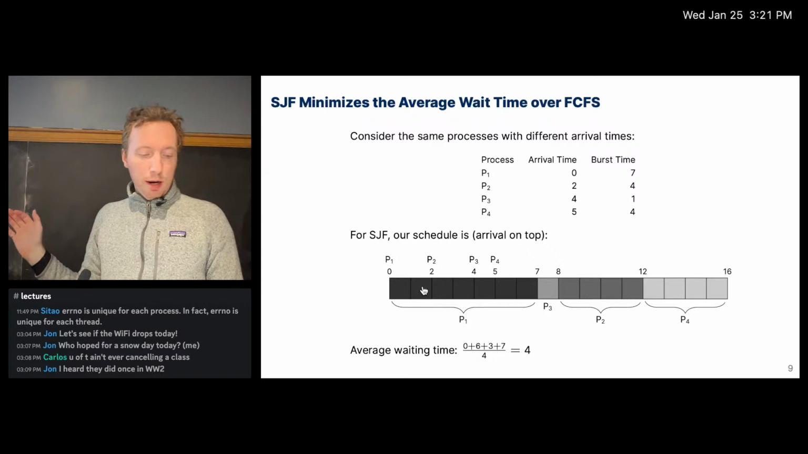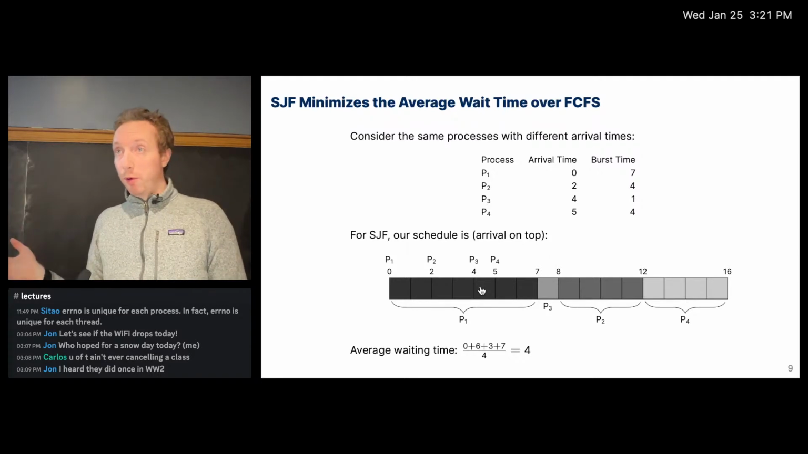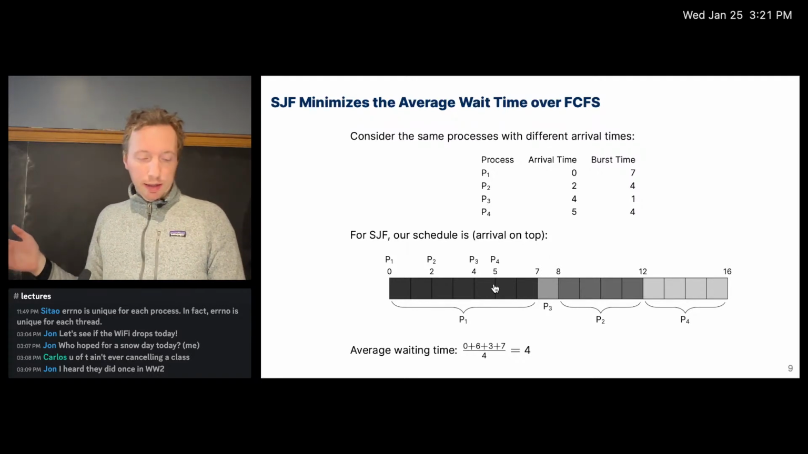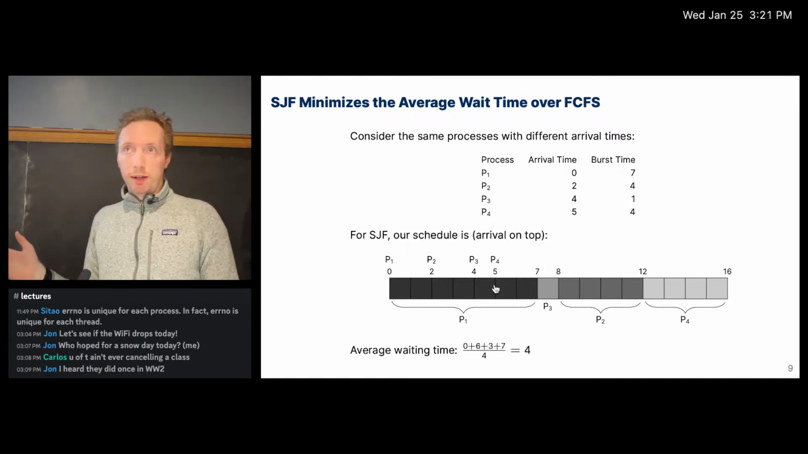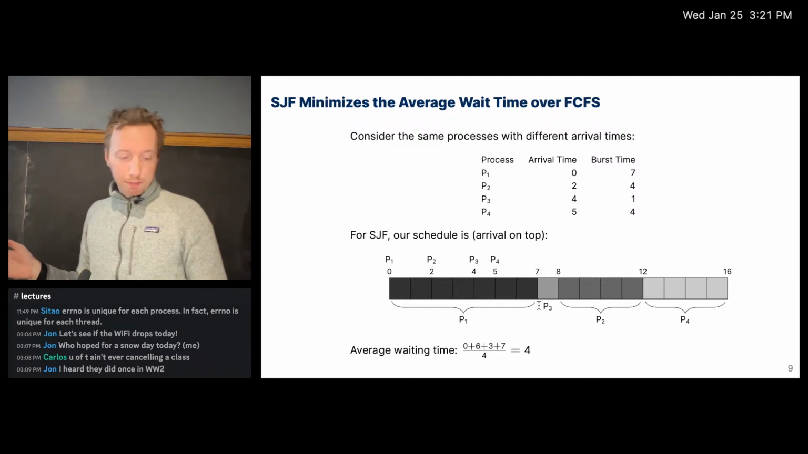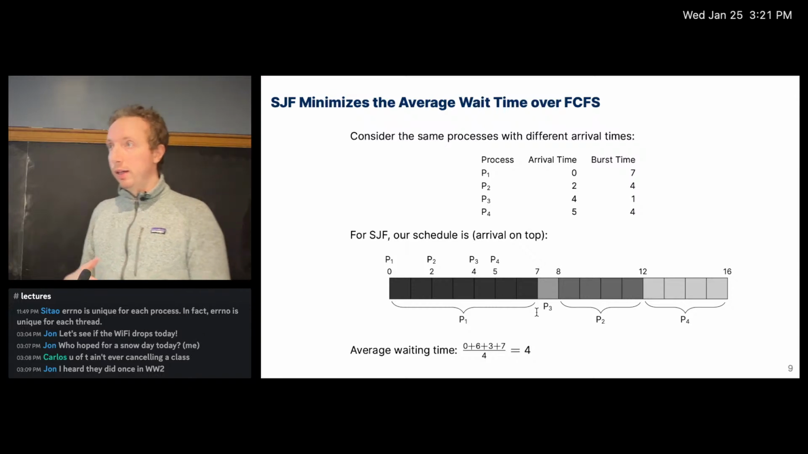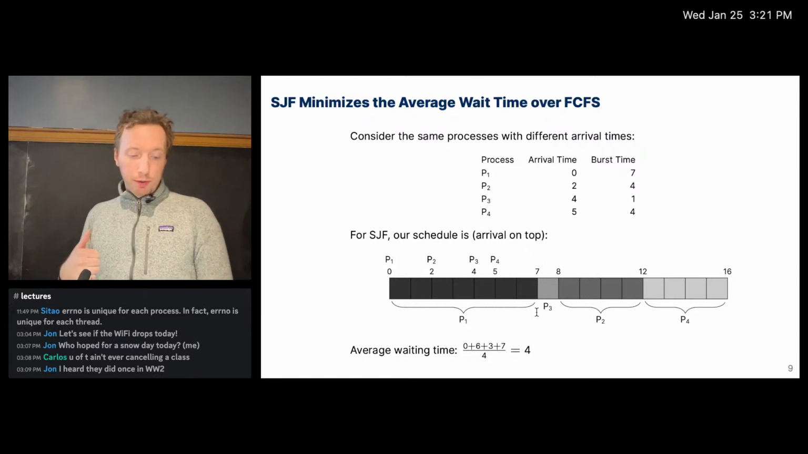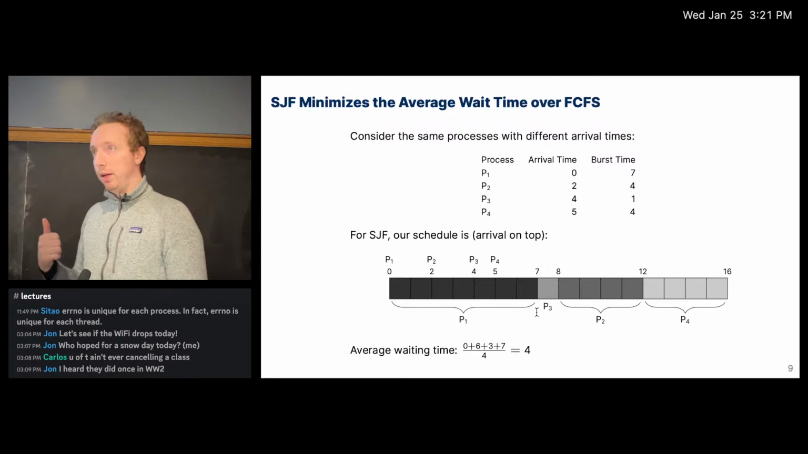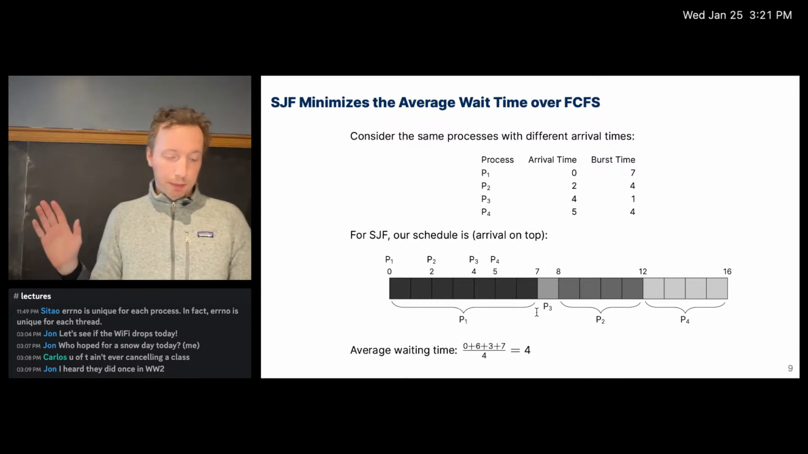While it's executing at time 2, P2 wants to execute, but it can't. Time 4, P3 wants to execute, but it can't. And then at time 5, P4 wants to execute, but it can't. So by the time P1 finishes at time 7, we have 3 processes waiting: P3, P2, and P4. So we'll just take the shortest job first, which is P3.